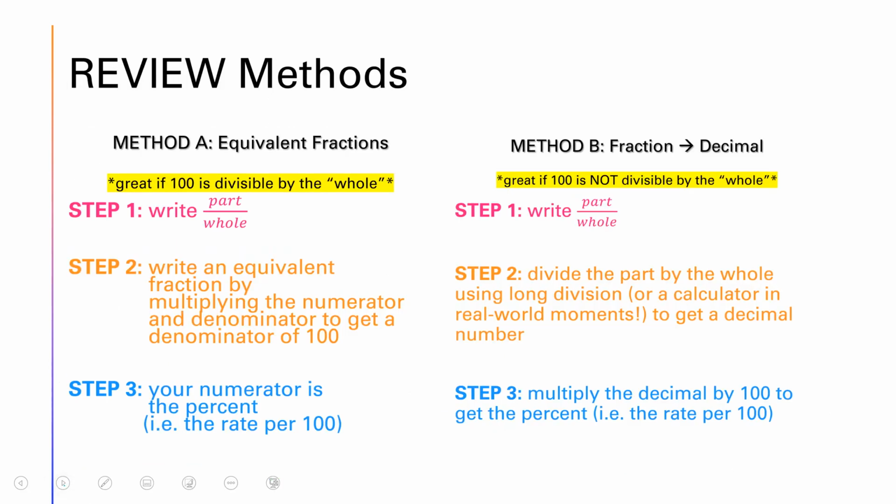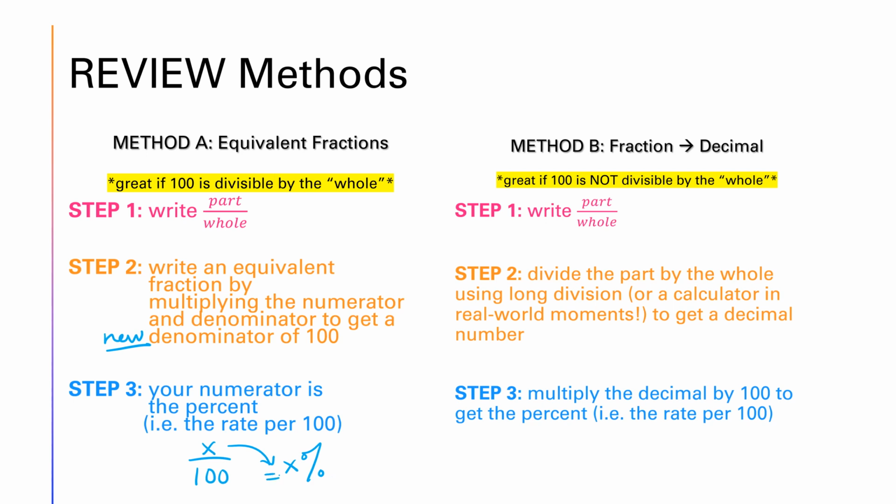Let's review the methods real quick. Method A was to write equivalent fractions. This is really great if 100 is divisible by the whole. So if, in this case, Ishman volunteered to sell 20 tickets, 100 is divisible by 20. You can write your fraction, your part per whole, then write an equivalent fraction by multiplying the numerator and denominator to get a new denominator of 100. Then your numerator is the percent. So if you have x out of 100, then that means you have x percent.